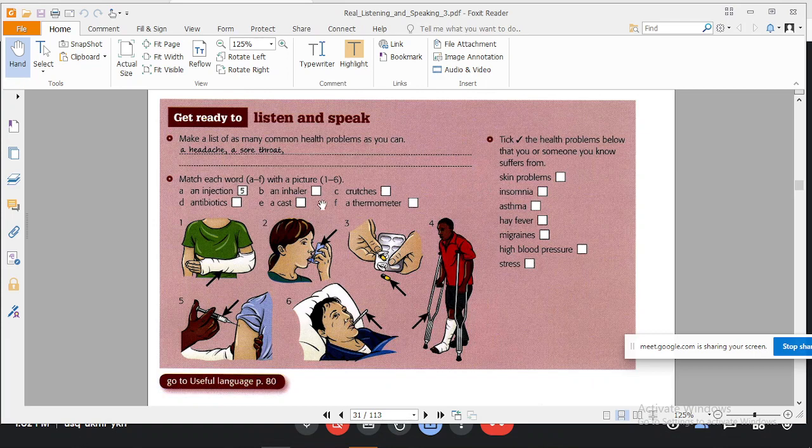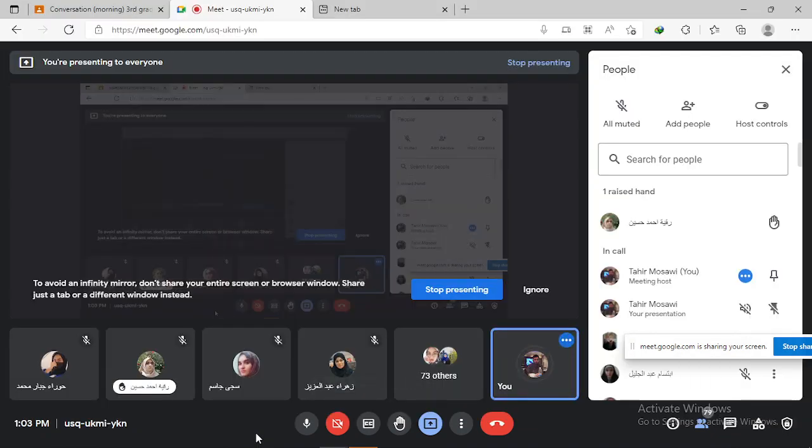Okay, and then the crutches are tools we use especially when we have some issue with our legs, to help us walk. While the antibiotics are these pills that are used to help against an infection or something related to it. Cast, on the other hand, is what? Yes, okay.